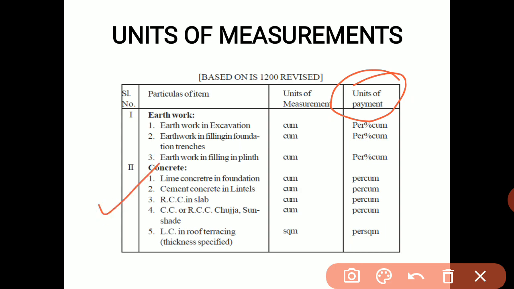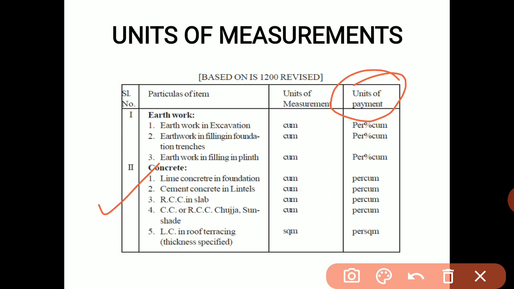Then the second one is concrete work. So again concrete work is divided into different subheads, that is lime concrete in foundation, it is also measured in cubic meter. Cement concrete in lintels, cubic meter. RCC in slab, cubic meter. RCC chhajja or sunshade, it is also measured in cubic meter. Okay, then lime concreting in roof terracing.